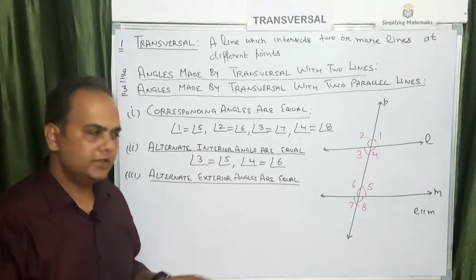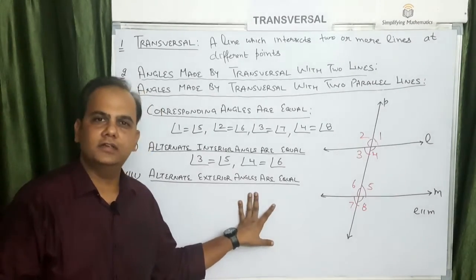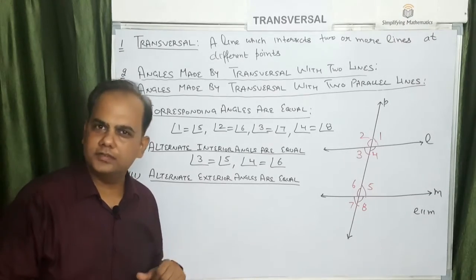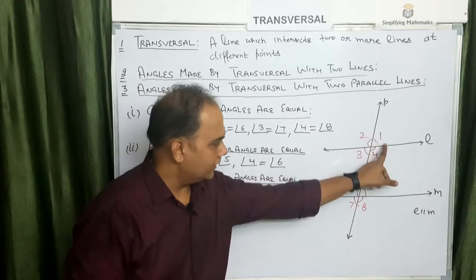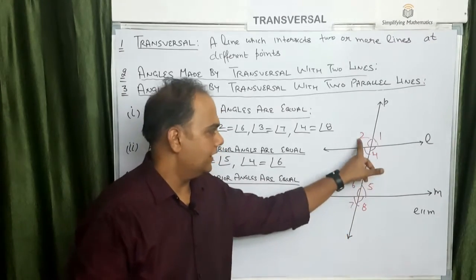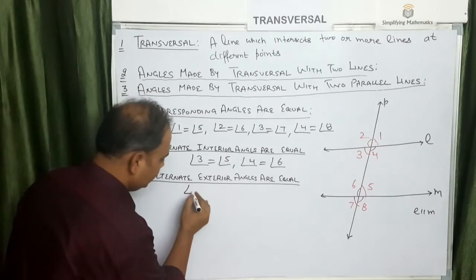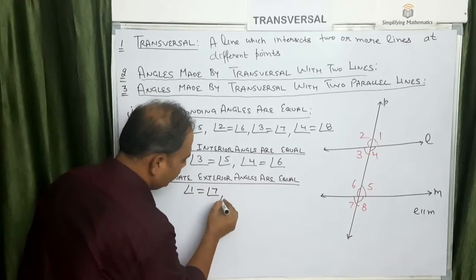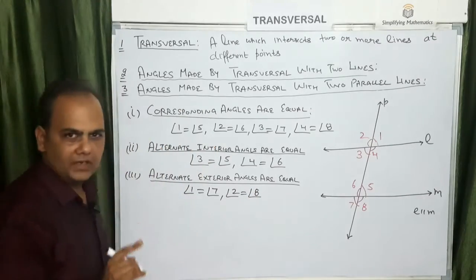Now third property is कि alternate exterior angles are equal, कि जो alternate exterior angles हैं तो वो भी क्या होंगे, equal होंगे अगर दोनों lines parallel हैं. Now what are alternate exterior angles? So this is angle 1 and angle 7, angle 2 and angle 8. So these will be equal. So that is angle 1 equal to angle 7, angle 2 equal to angle 8.